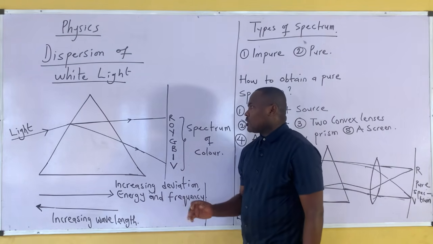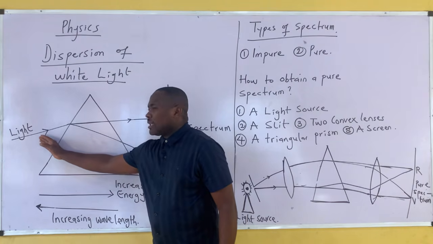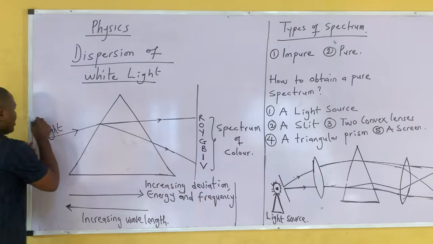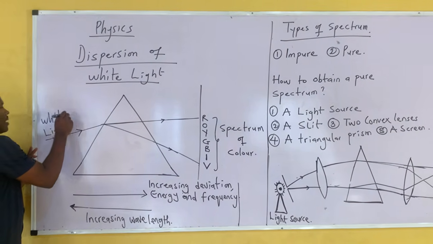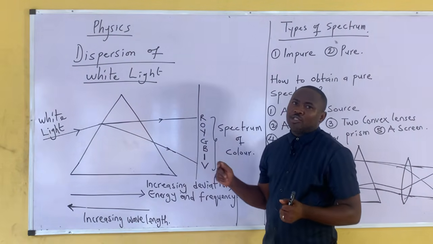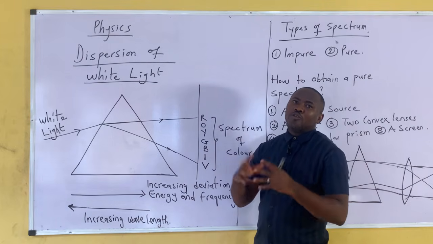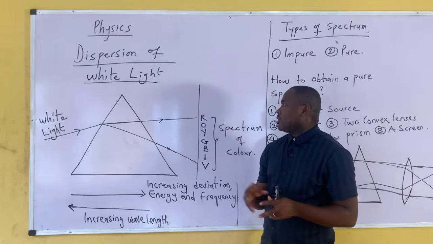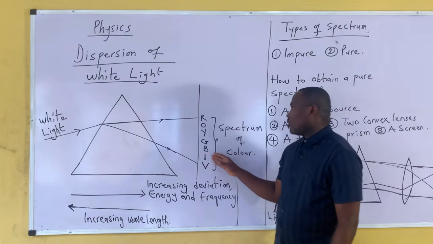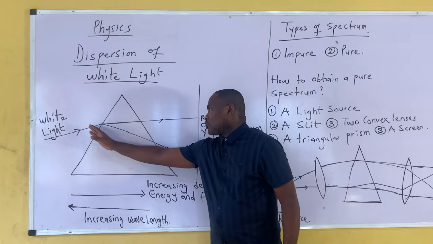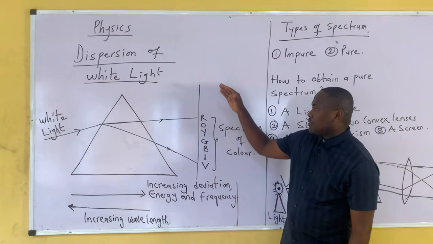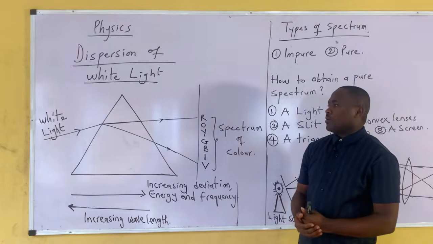Now, what is occurring here is that all of these colors are in white light. So the separation of the various component colors in white light is called dispersion. All of these colors were in this white light, but after passing through a triangular glass prism, all of these colors came out like this.